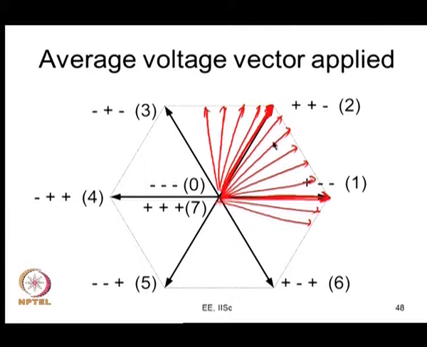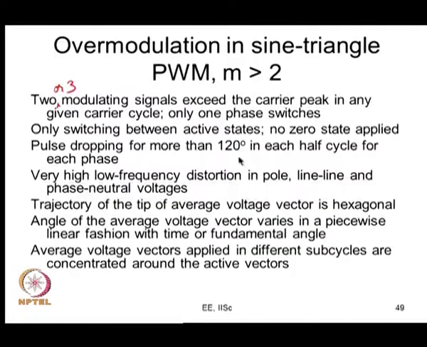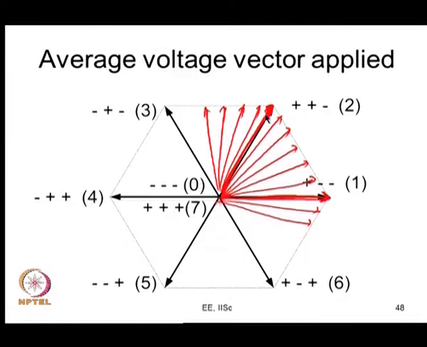Again, among these vectors, more and more of them will get aligned along active vector 2, and finally when you reach the so called 6 step mode, you would have all the vectors in the first 30 degrees of the sector applied along here only, and the next 30 degrees you would have all the vectors applied here only, and again first 30 degrees in sector 2, all the average voltage vectors will be along active vector 2 and so on and so forth. So, all this will come closer and more vectors will merge with this active vector 1 as modulation depth increases.